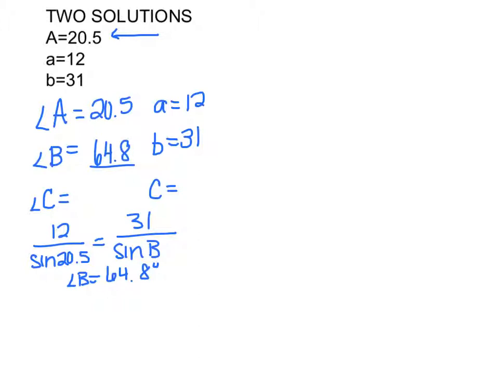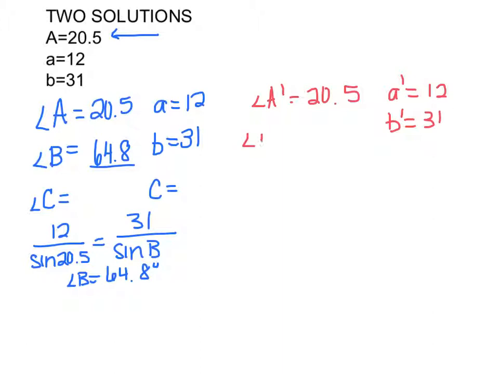All right, at this point, I'm not going to continue until I set up my second triangle. We'll call this triangle A prime. Well, the things that are given will stay the same. So angle A and side a prime will stay the same. Side b prime will also stay the same.